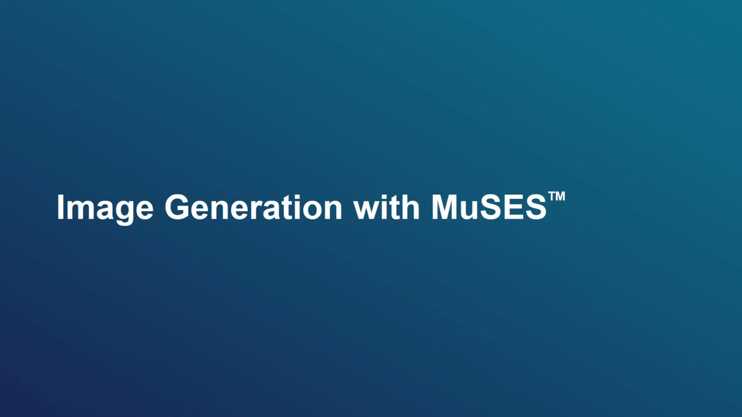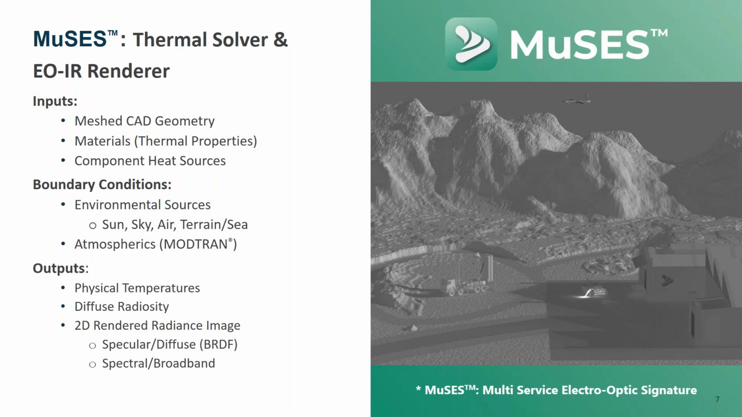And to deal with the lack of data in this infrared wavelength and to create the synthetic images and data sets that we require, we utilize MuSES, our flagship EOIR software. MuSES is a thermal solver and infrared renderer, which takes inputs like 3D CAD geometry, part material thicknesses and thermal properties, as well as component heat sources, and a combination of boundary conditions such as environmental sources like the sun, the sky, and background around the target for radiation exchange, as well as air temperature and wind speed for convective heat transfer. The outputs from the combination of these boundary conditions and our inputs result in a physical temperature prediction and 2D sensor renderings, which can be generated for any waveband from the visible to the long wave infrared.